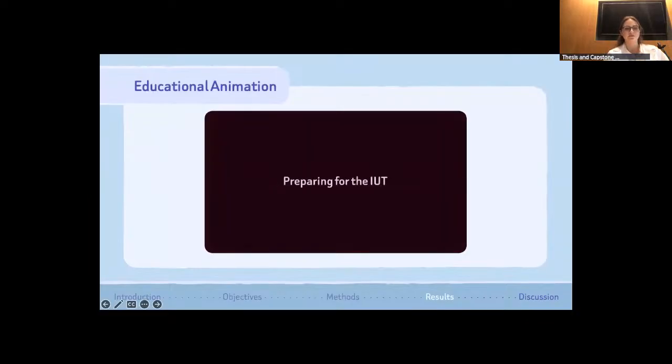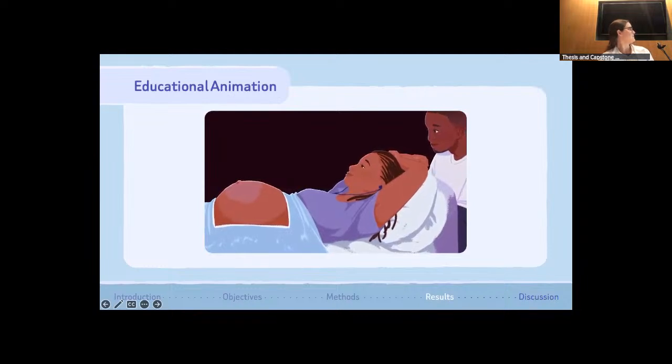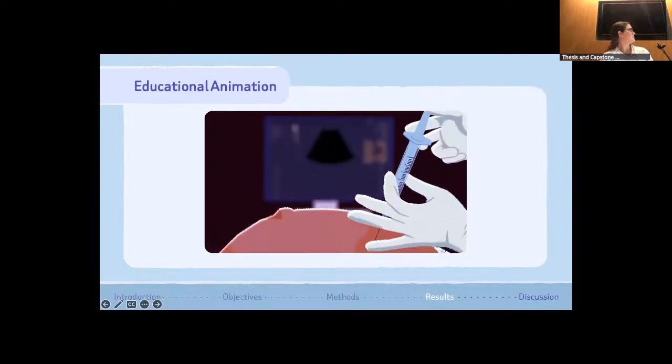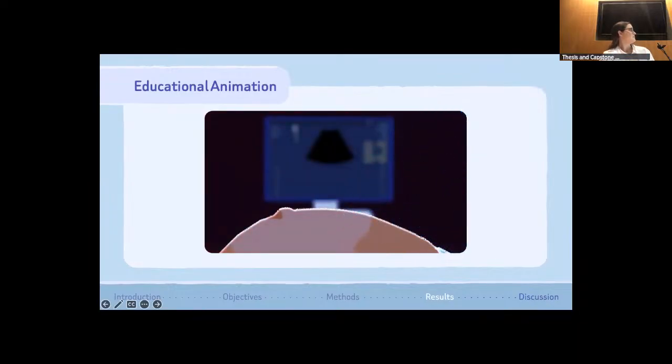Preparing for the IUT. The goal of an IUT is to first take a blood sample, then give the baby new blood. During an IUT, the patient is usually awake, lying down, and kept warm and comfortable with blankets. Local anesthesia helps numb the skin and the area all the way down to the uterus. Additional pain medication can be given at any time to help with discomfort.